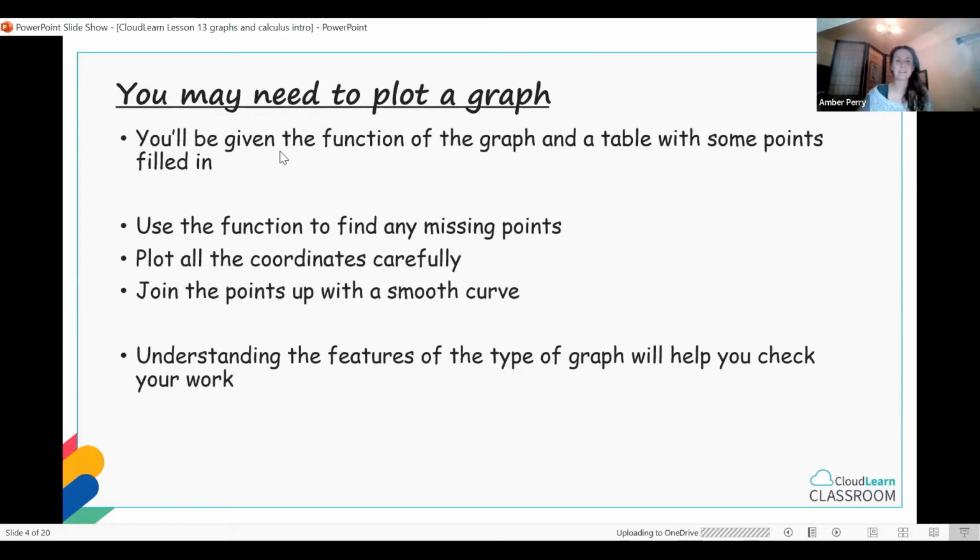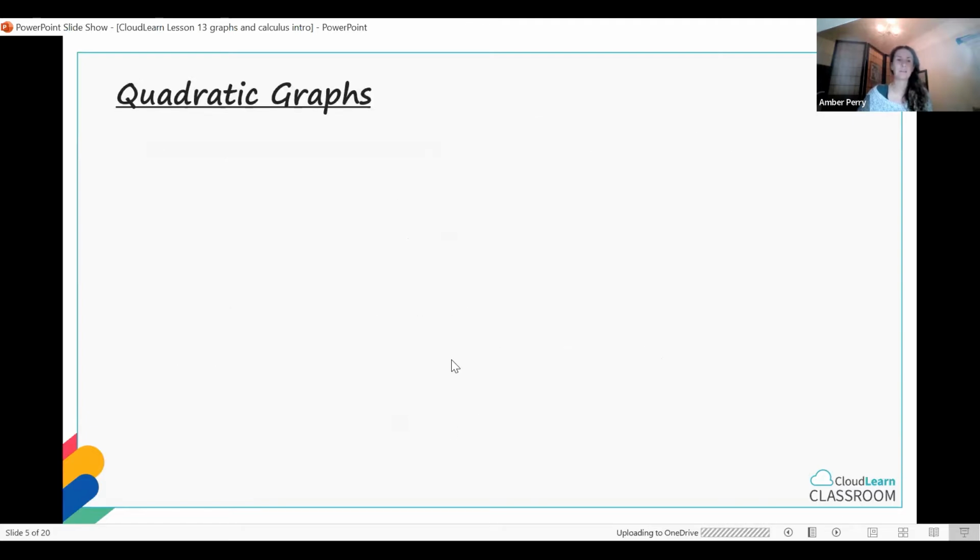And then join them up nicely with a nice smooth curve. Check that the features of the graph you've drawn match the features of the function you've been given, okay? Right, so a quadratic function. A quadratic function, we've done some work on quadratics, is in the form y equals ax squared plus bx plus c, okay? So it's going to look like that.